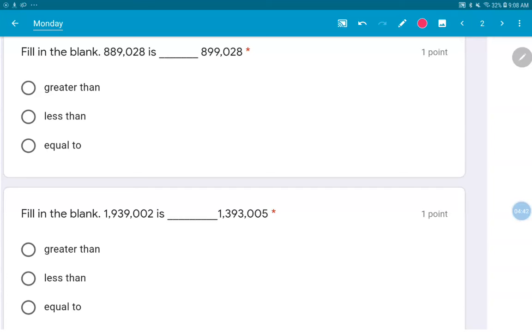$889,028 is greater than, less than, or equal to $899,028, Braylee? It's less than. How do you know that's less than? Because that last number is only 3 above. Okay. So, if I look at my greatest place value, I have 800,000 and 800,000. Those are the same. So I need to go to the next place value. I have 80,000 and 90,000, and we know 90,000 is more.